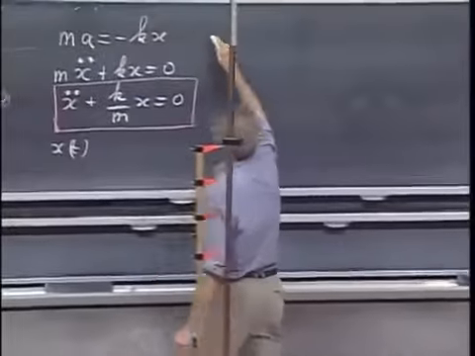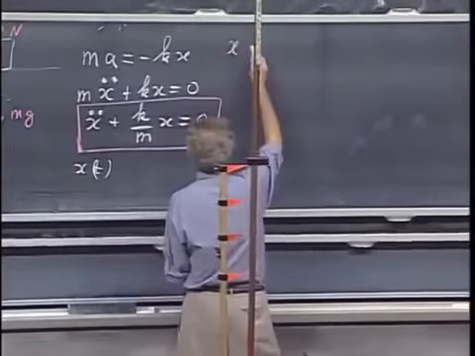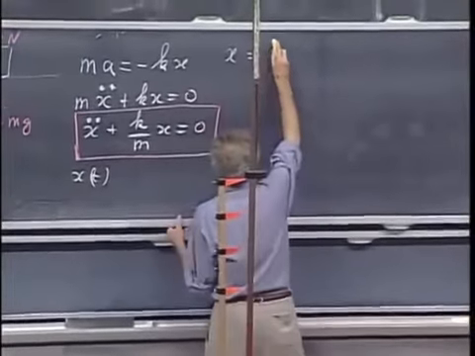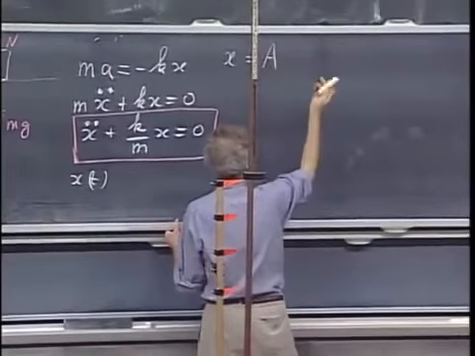So I'm going to substitute in this equation, and this is my trial function, that x as a function of time is a constant a, I will get back to that in a minute, times cosine omega t plus phi.